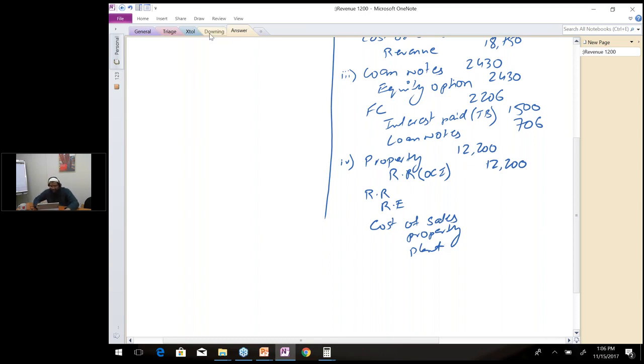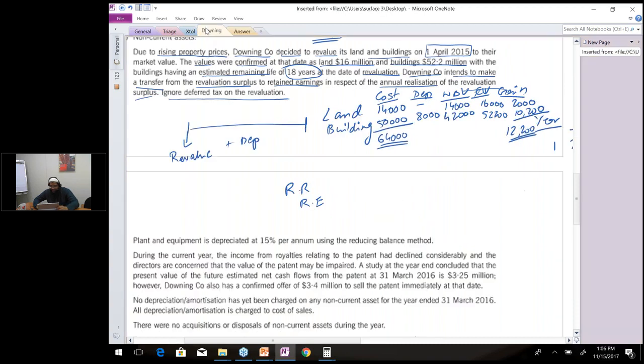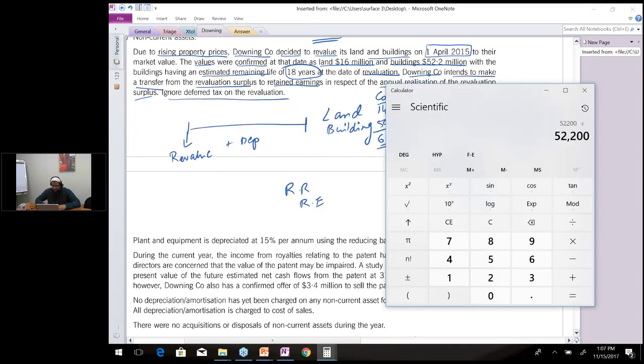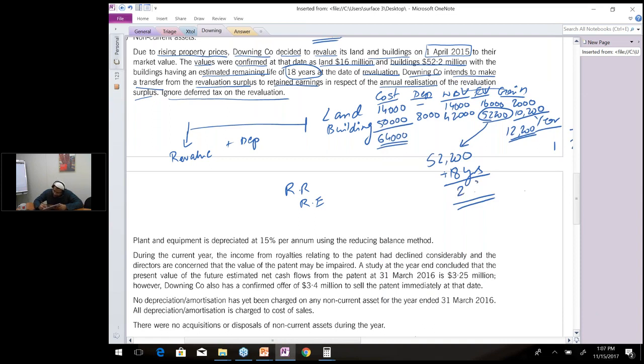So if I move back and I see, the new depreciation is going to be charged on the building, which is 52,200 divided by 18 years. This is going to be the depreciation. 52,200 divided by 18 years is going to be 2,900. So the building will now be depreciated by 2,900.